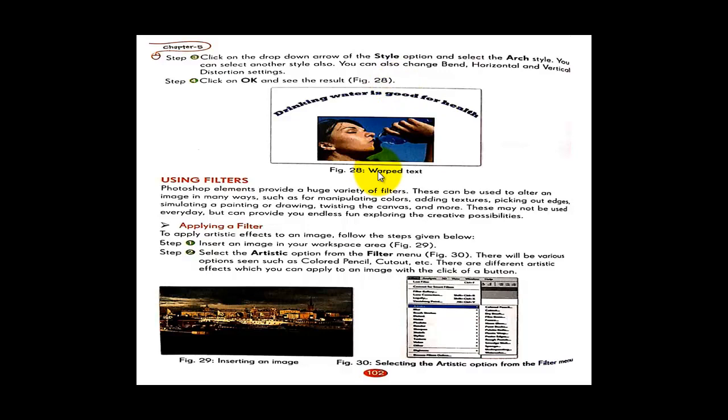As shown in figure number 28, you can see in the warp text that the text is bent like an arc. This is how we warp a text, that is warping text. It is very similar to WordArt in MS Word, which we have already done. Just like that, we can use this warp text in Photoshop.